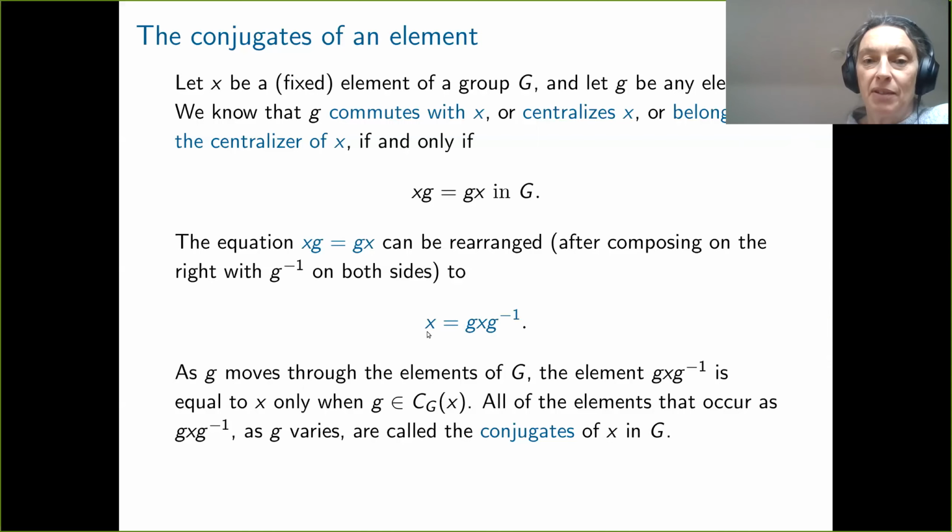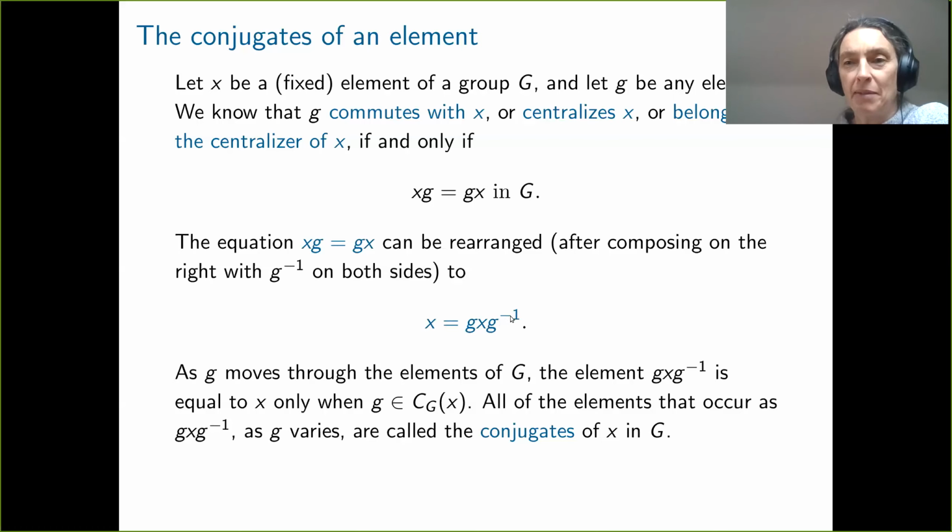Okay, so bear in mind here, x is considered to be fixed. Little g is considered to be varying through the elements of the group. As g varies, this conjugate gxg inverse sometimes is equal to x if g commutes with x, other times it's not. It'll represent different elements as g varies, and the elements that occur that way are called the conjugates of x in G. So a conjugate of x in G is any element of the form gxg inverse, where g is some element of the group. Okay. That's what conjugates are.